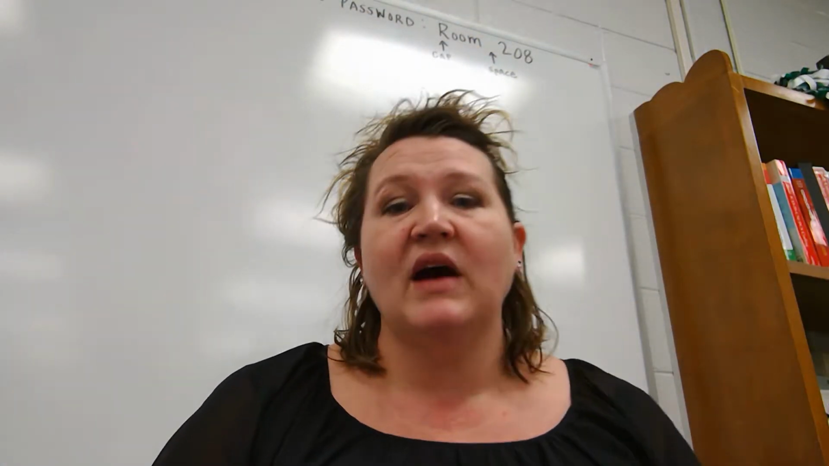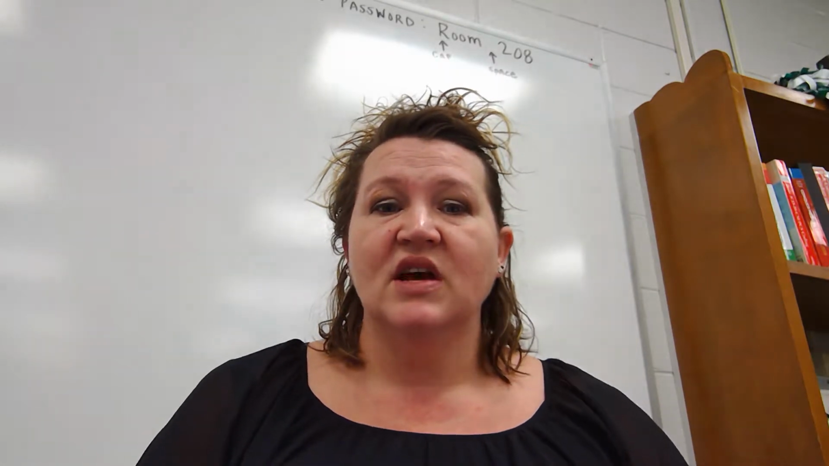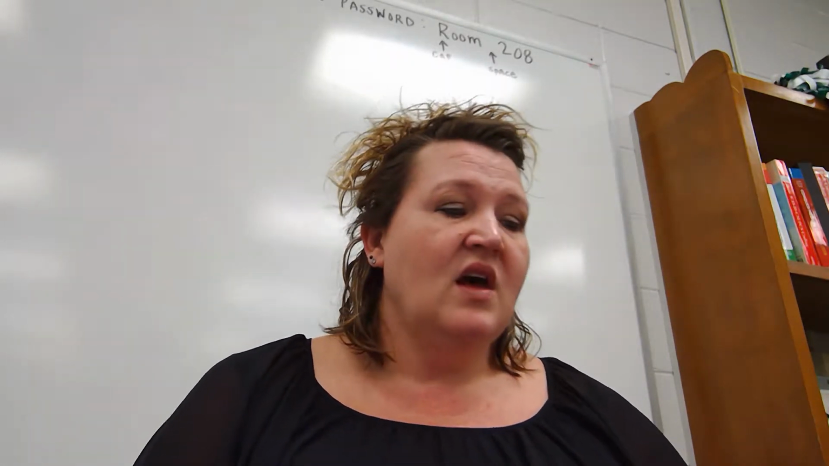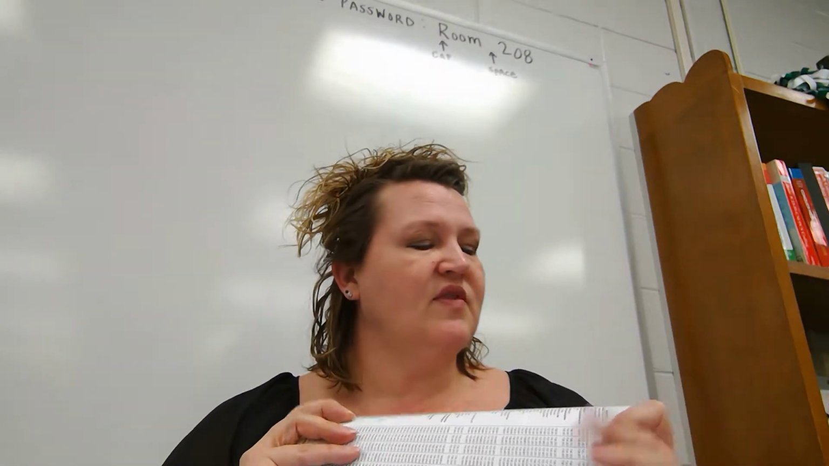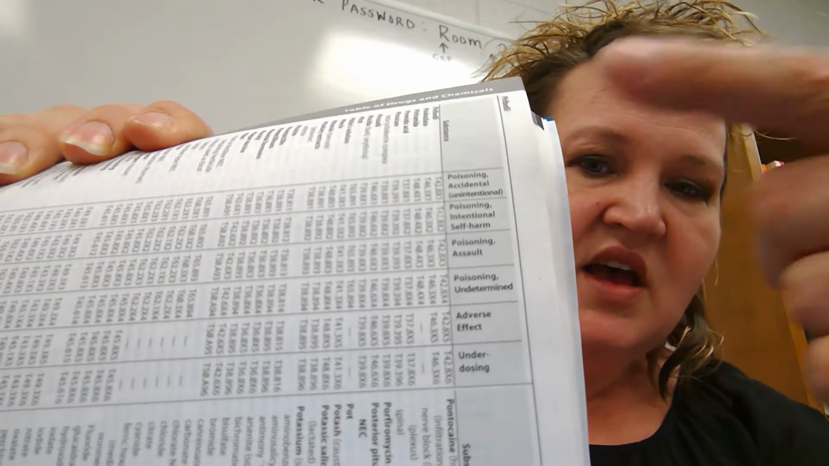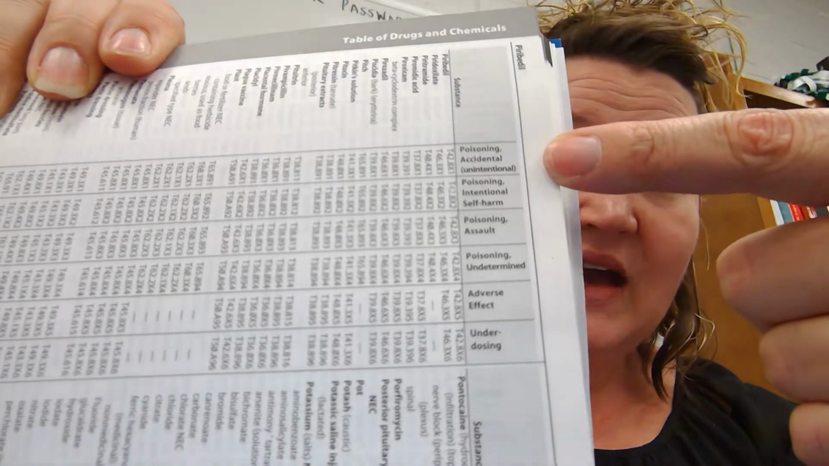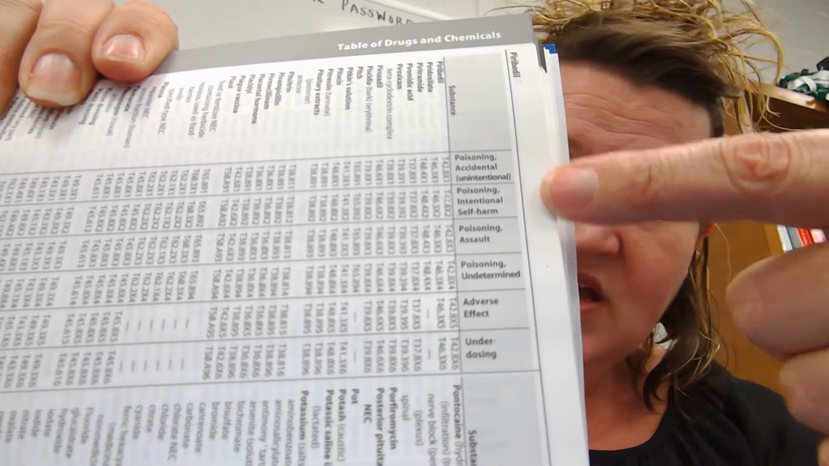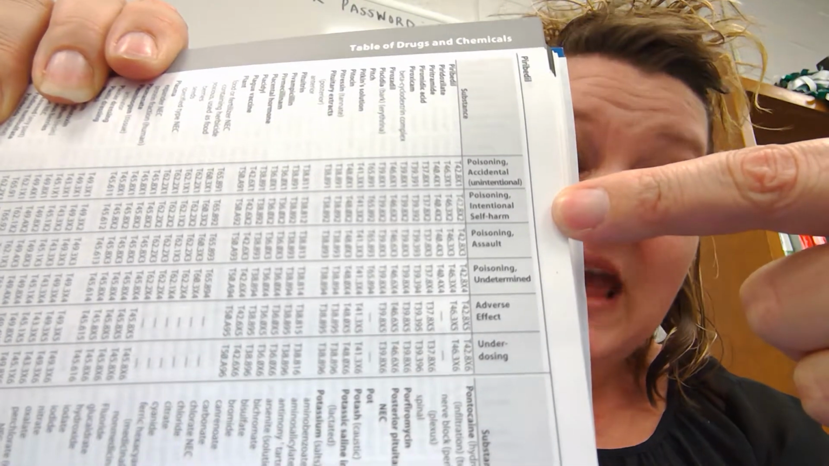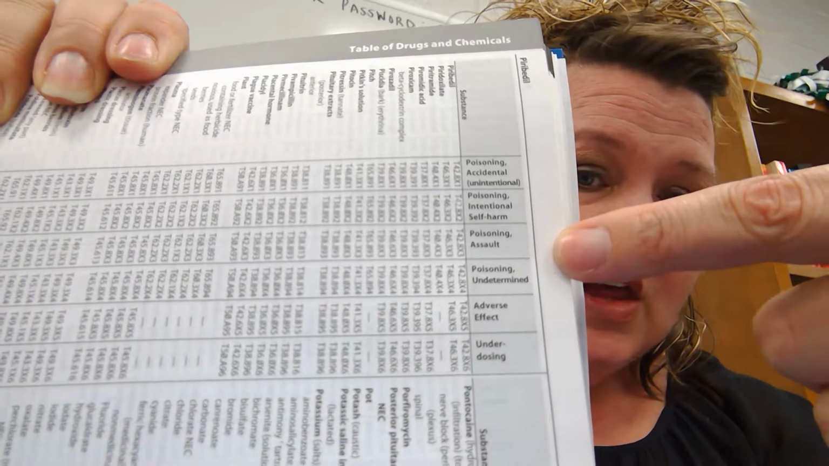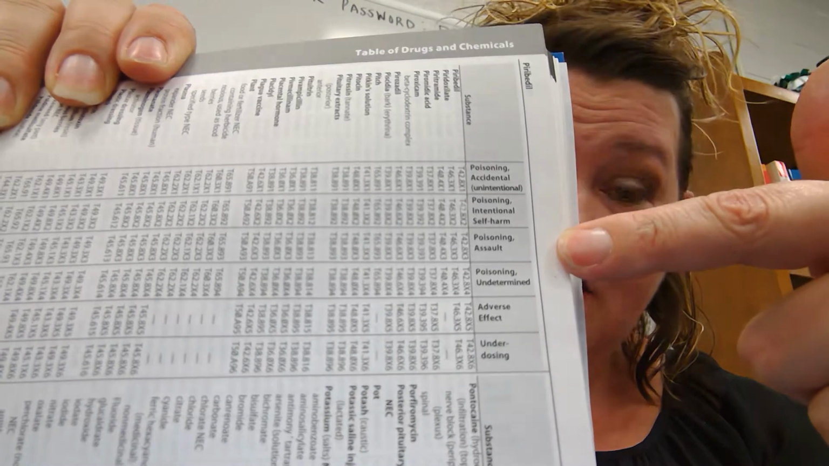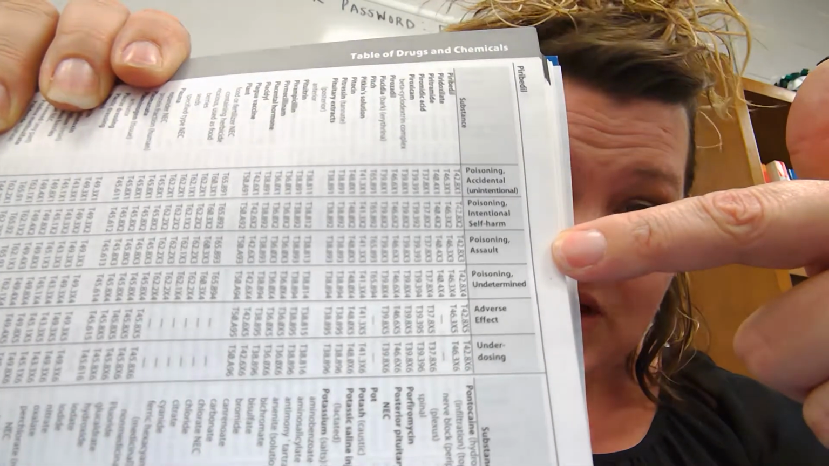So let's actually talk about terminology when we're talking about this chapter. So when you're looking in your little columns here, you actually have several different sections. You have poisoning, accidental, unintentional. You have poisoning, intentional, self-harm, meaning you did to yourself. You have poisoning assault, which means someone did it to someone else.